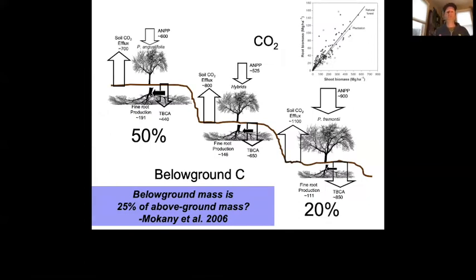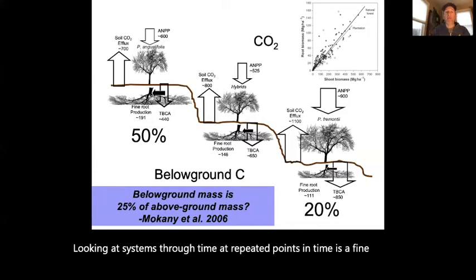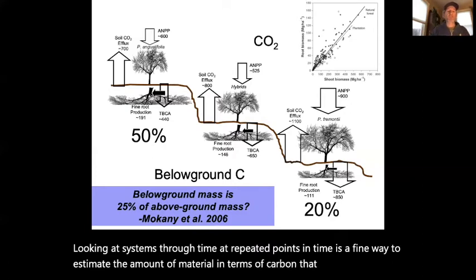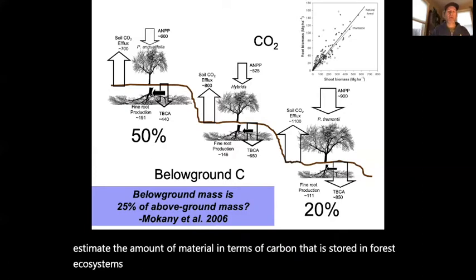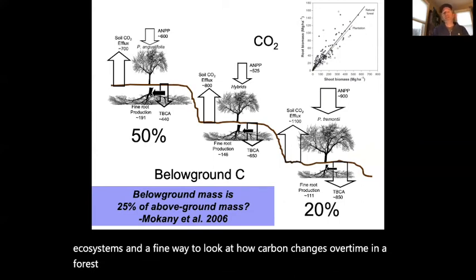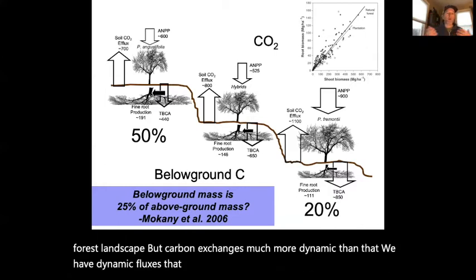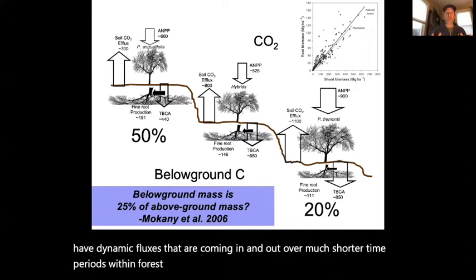Looking at systems through time at repeated points in time is a fine way to estimate the amount of material, in terms of carbon, that is stored in forest ecosystems, and a fine way to look at how carbon changes over time in a forest landscape. But carbon exchange is much more dynamic than that. We have dynamic fluxes coming in and out over much shorter time periods within forest ecosystems, and they can vary tremendously from system to system.